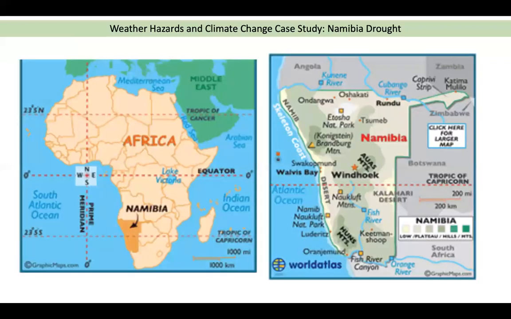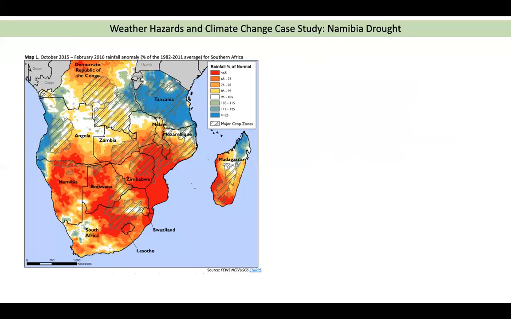Okay, so here's our map of the continent of Africa. Namibia is this country here, just north of South Africa. And within Namibia, where the Tropic of Capricorn goes straight through it here, we can see some key cities within Namibia.